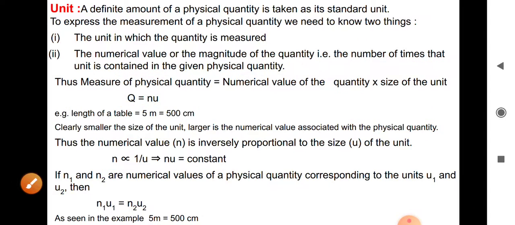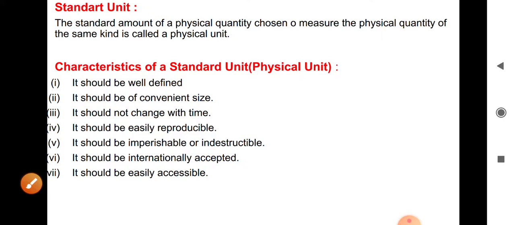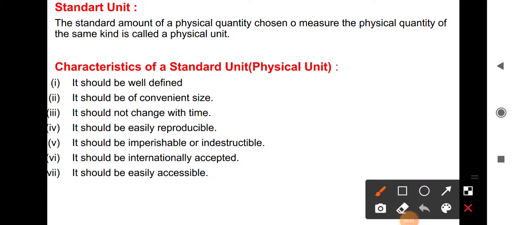So next, move to the next slide. Standard unit: the unit of an amount of physical quantity chosen to measure physical quantities of the same kind is called a standard unit.